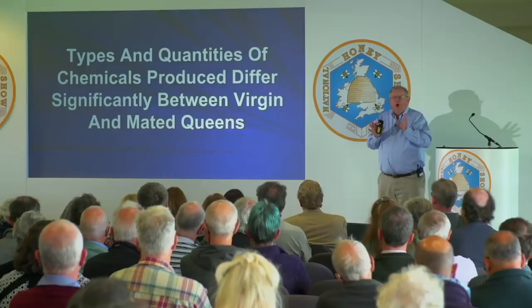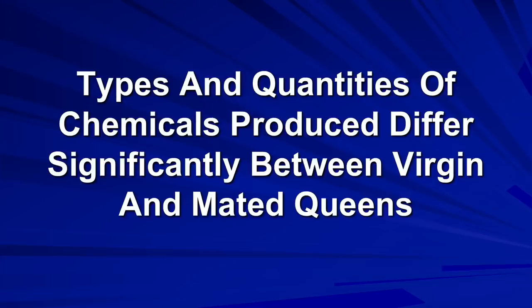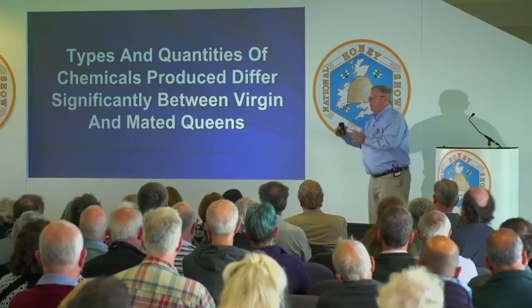Maybe you've heard the phrase footprint pheromone. As the queen walks across the comb, glands within her feet, or tarsi as they're called, secrete pheromone, and it's absorbed by the wax. The queen's chemical profile or pheromone profile changes over time. The types of pheromones she produces and the quantities of chemicals differ significantly between virgin queens and mated queens, and we could even add a second step between young mated queens and older mated queens. There is a difference in her profile.